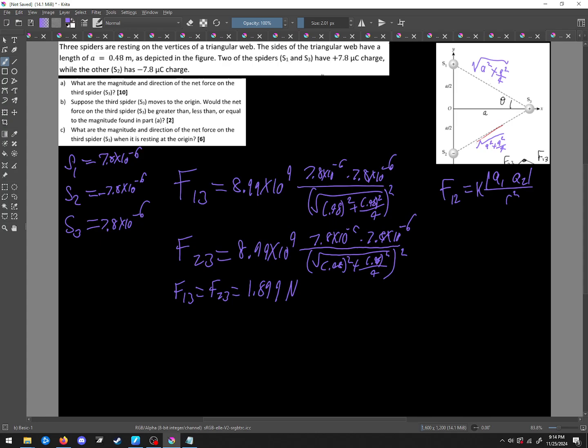So from here, we have, let's see, we have an angle. Yes. They want to know the magnitude and the direction of the net force. So we find this angle here, right?